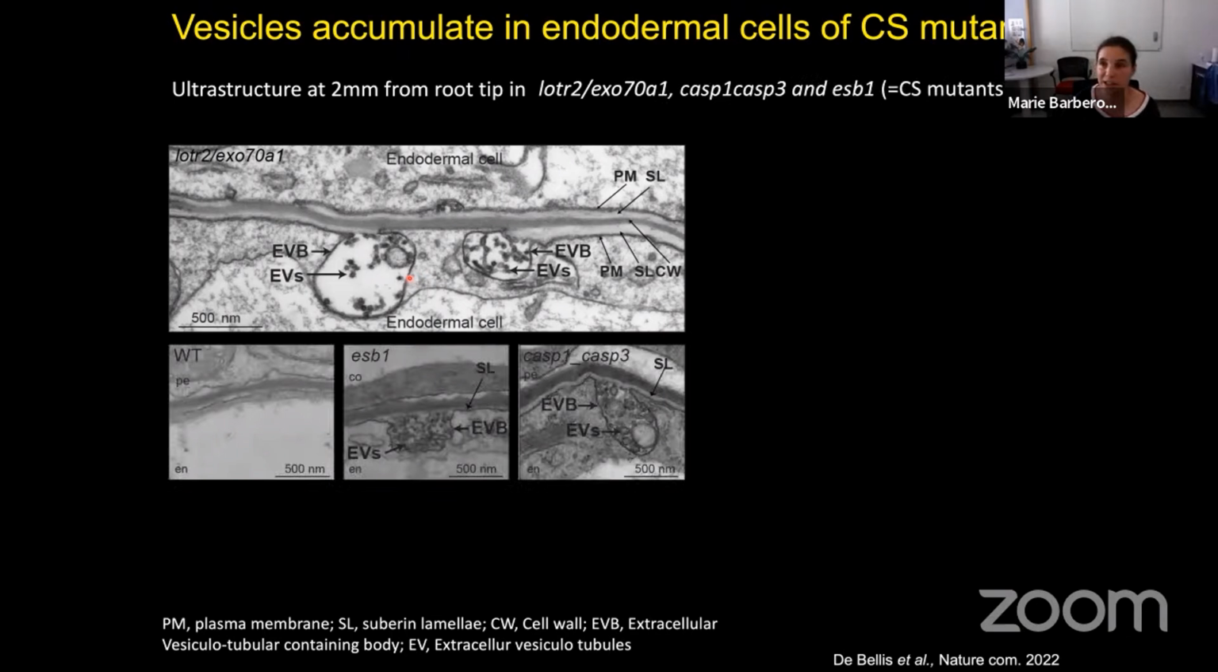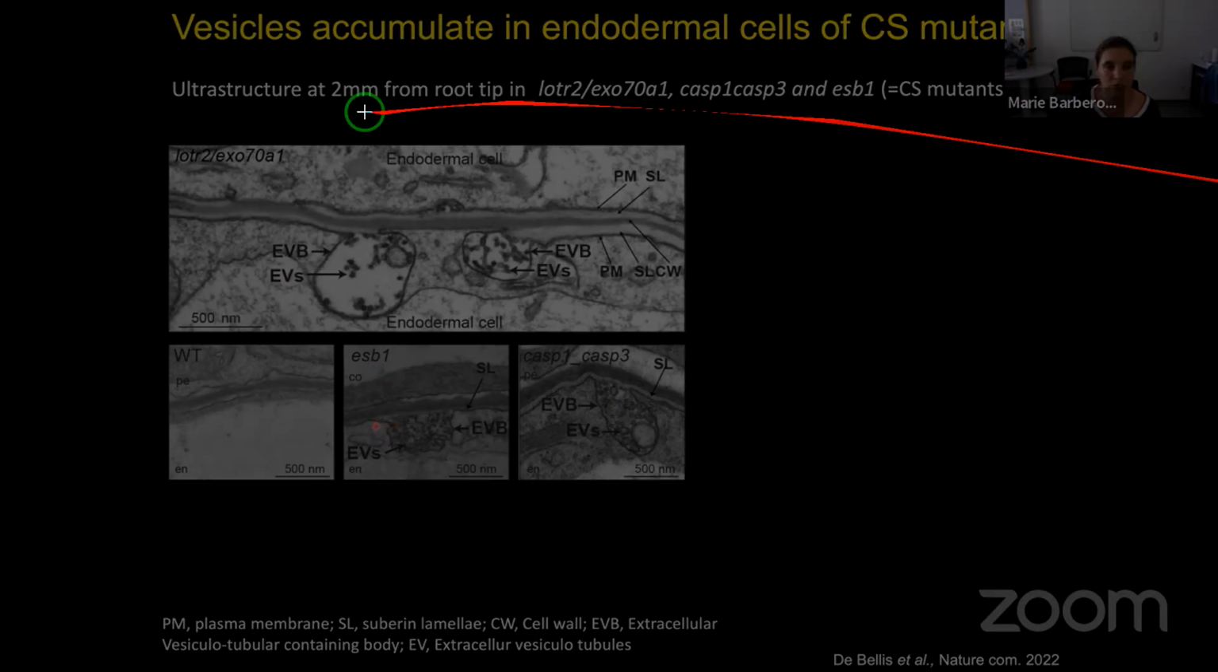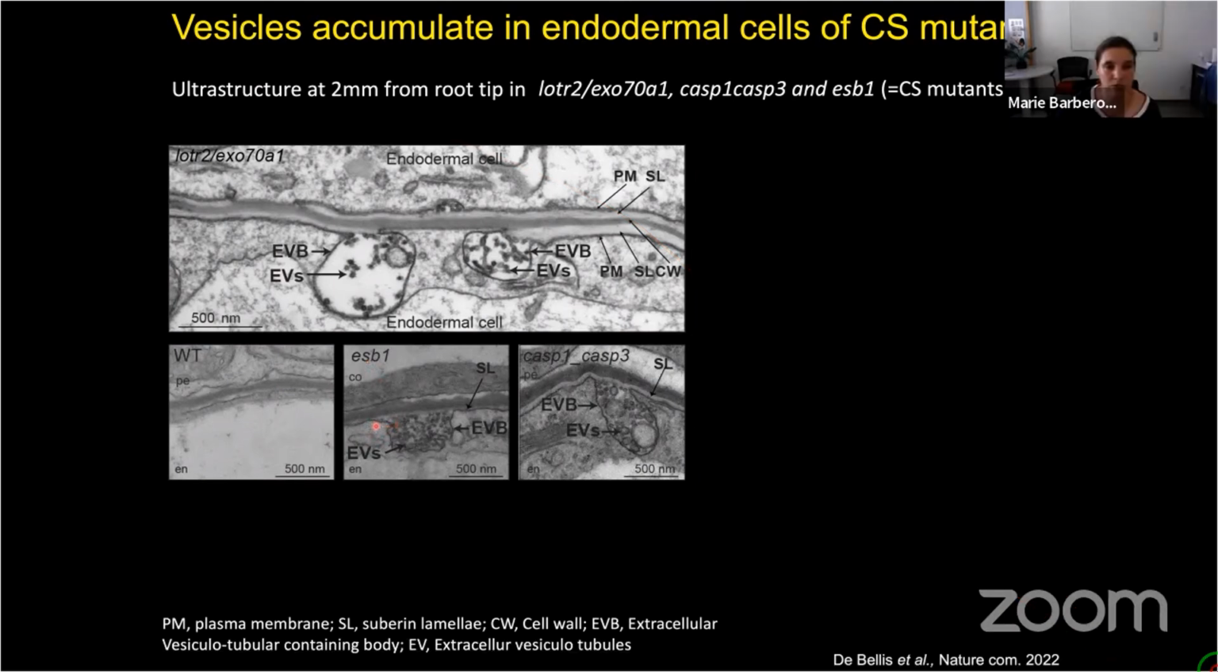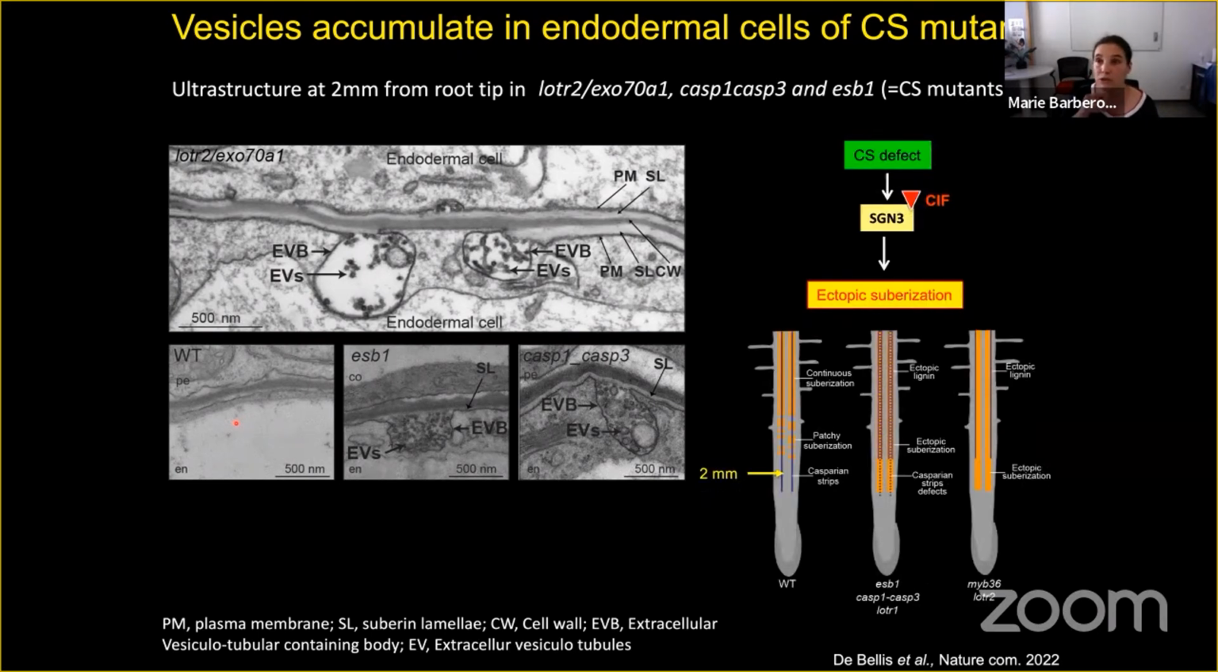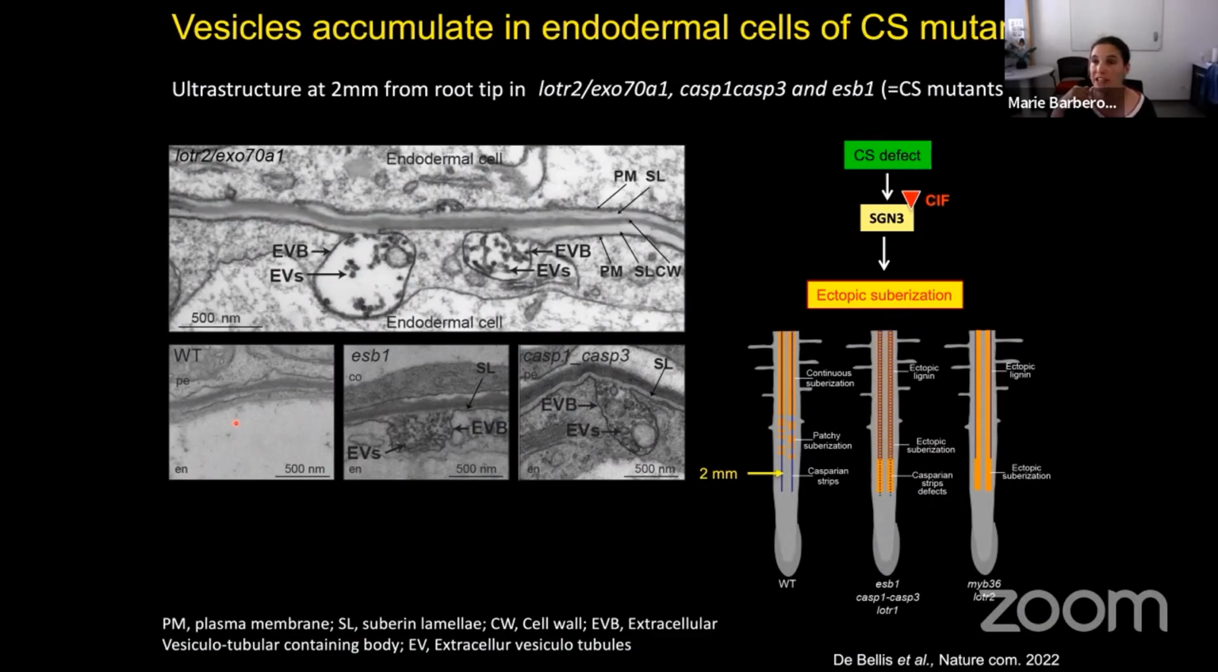We actually found out that many of our Casparian strip mutants had the same structures accumulating in endodermal cells. Here you have the ESB1 mutant, where we see the same vesicles. We have the Cas1, Cas3 mutant, where we see again the same vesicles. And we could observe them very close to the root tip. Here we are at 2 millimeters from the root tip, at a position where we absolutely don't see them in wild-type plants. We then figured out that this was indeed associated with suberin, because if we look at the pattern of suberin along the root, these Casparian strip mutants have an enhanced suberin phenotype. Suberin starts very close to the root tip in this mutant.